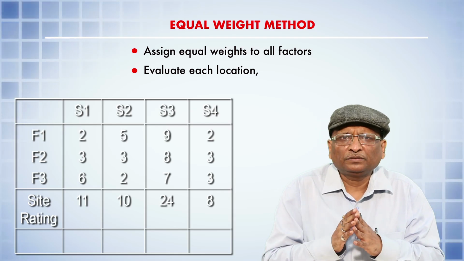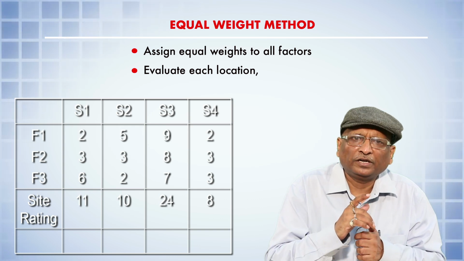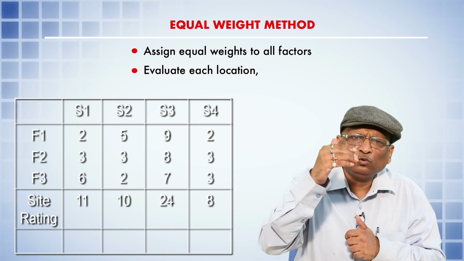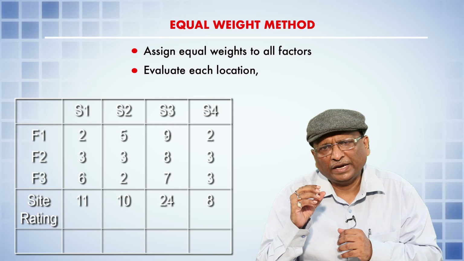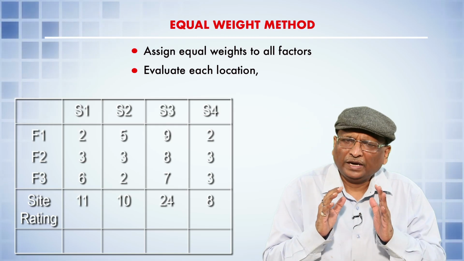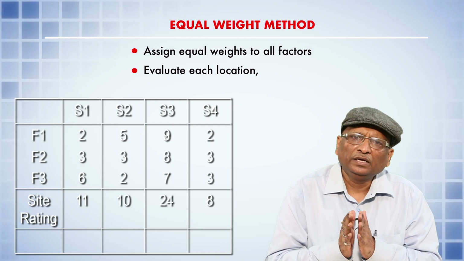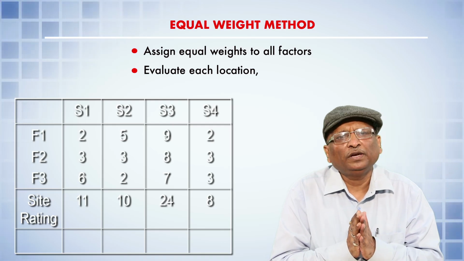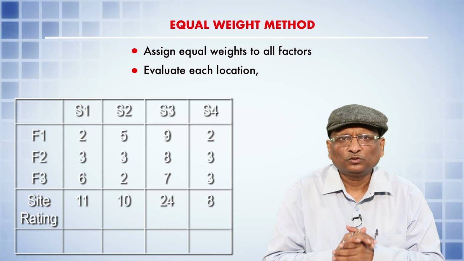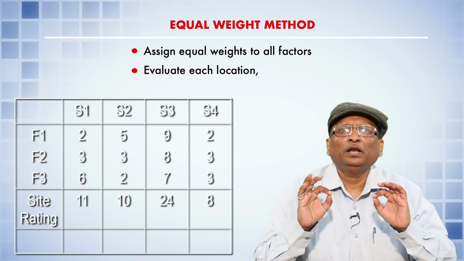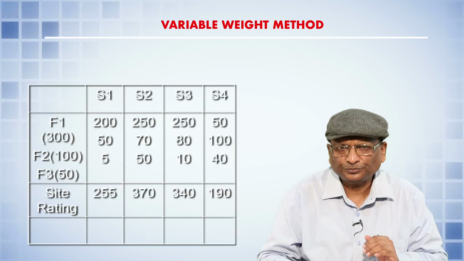If you go for the third site, you will find it is more suitable for factor 1. And if you sum up all the factors, you will find that site 3 is at the highest with 24 marks. So, we will go for site 3 to fulfill our 3 factors which are given in the first column. So, this is a very simple equal weight method where we are assigning equal weights to each factor.